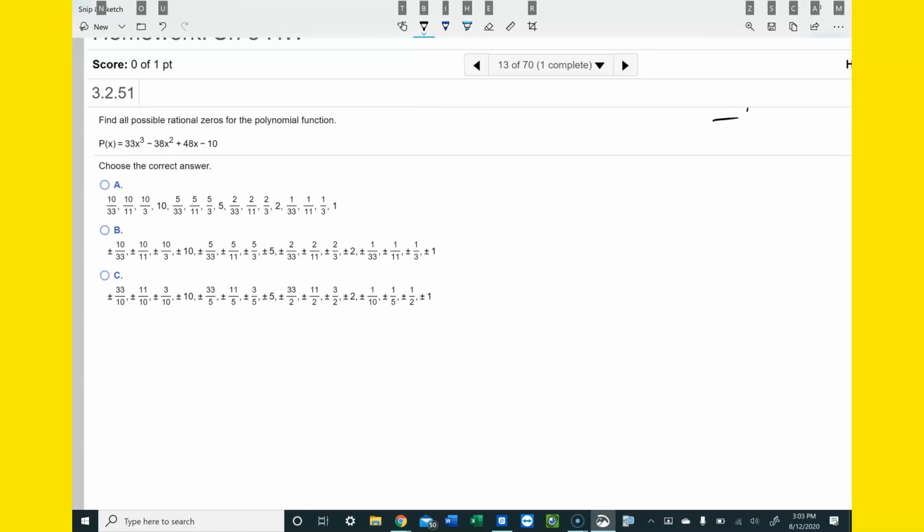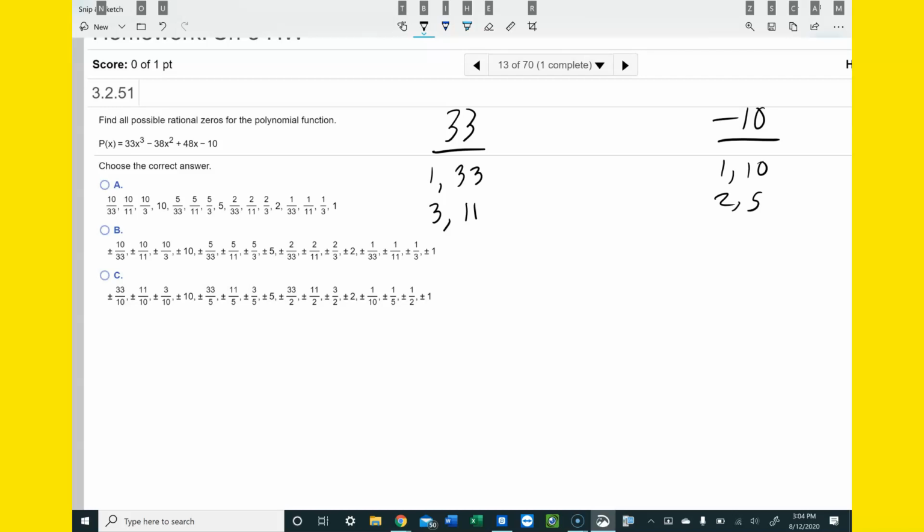So my constant is negative 10. My leading coefficient is 33. So what are all the factors of 33? 1 and 33, 3 and 11. And I think that's it. The factors of 10 would be, and it doesn't matter that it's negative because any of these can be plus or minus anyway, 1 and 10, 2 and 5.